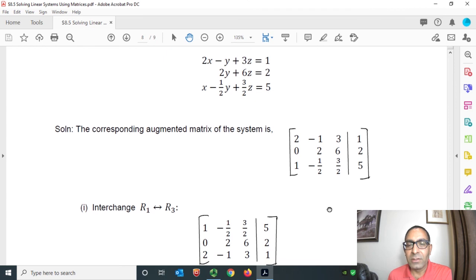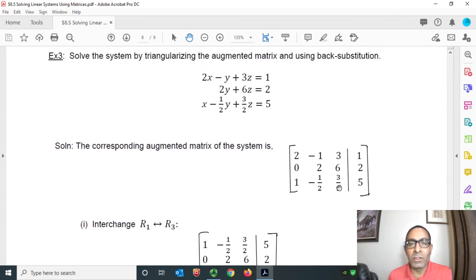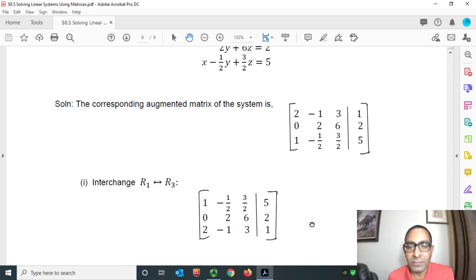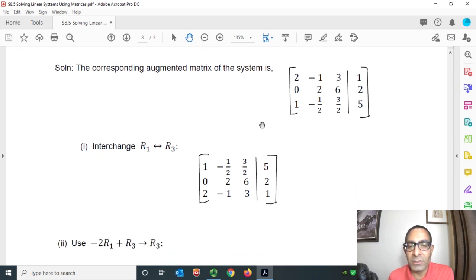Next, to apply back substitution, we need to convert this augmented matrix into upper triangular form. So we want the diagonal entries 1 and below the diagonal entries 0. Here 0, here 0, here 0. So first, we want the first diagonal entry to be 1. To make it 1, we simply switch row 1 and row 3 because row 3 has 1 as the leading term. So the row 3 becomes row 1 and row 1 becomes row 3. Row 2 as it is. I hope this makes sense to you all.